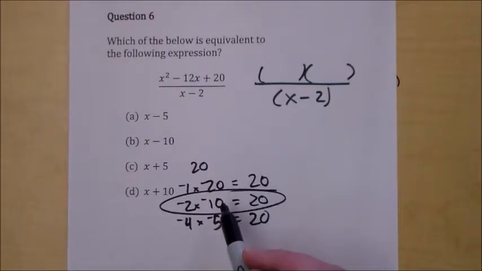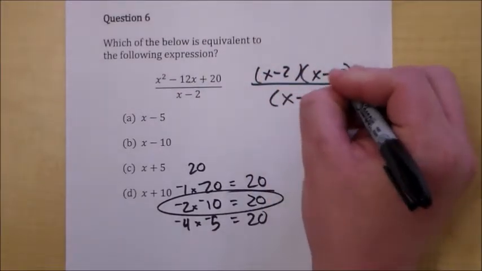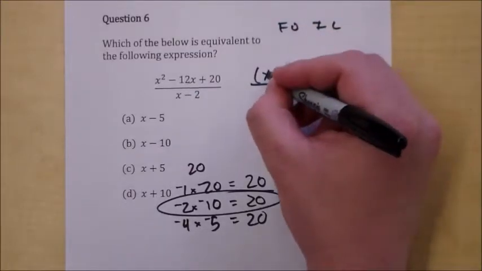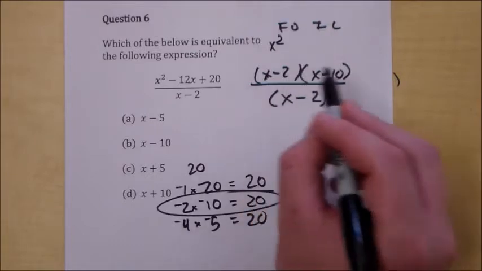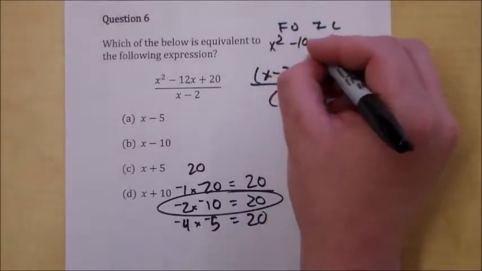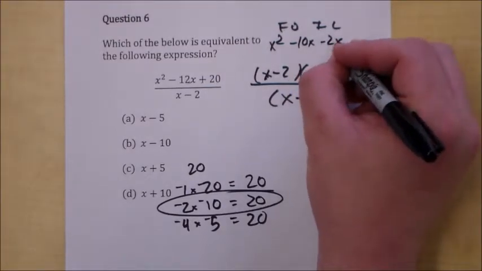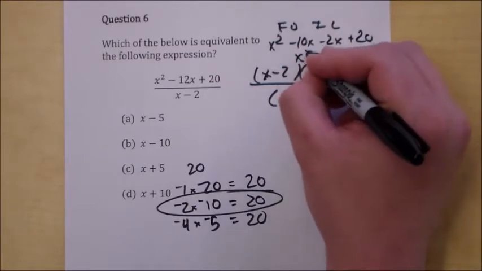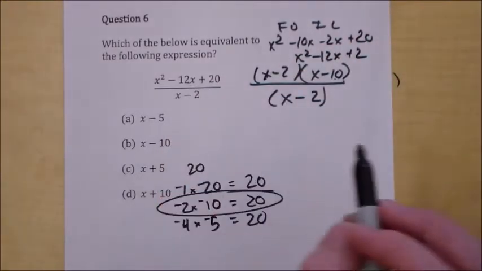So obviously, if I want to get to negative 12, I have to do negative 2 and negative 10. So negative 2, negative 10, just to make sure my FOIL is in good shape. I'll do my first, x times x is x squared. I'll do my outer, x times negative 10 is negative 10x. Inners, negative 2 times x is negative 2x. My last, negative 2 times negative 10 is positive 20. That equals x squared minus 12x plus 20. That's the same as that, so we're good to go.